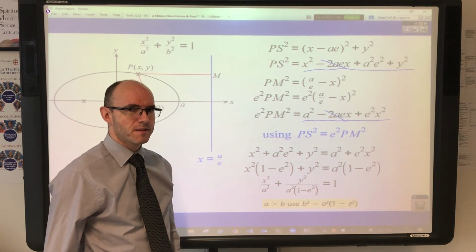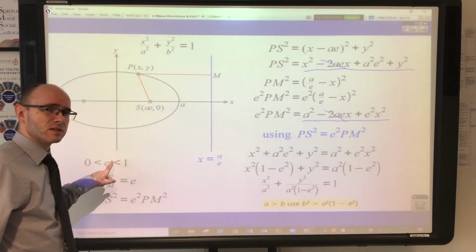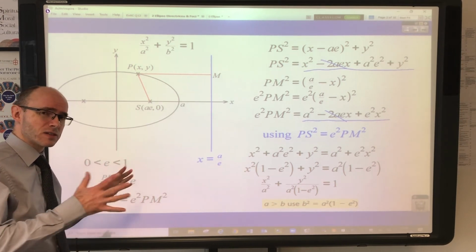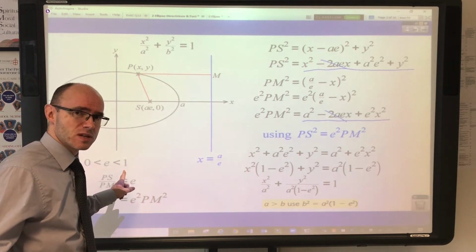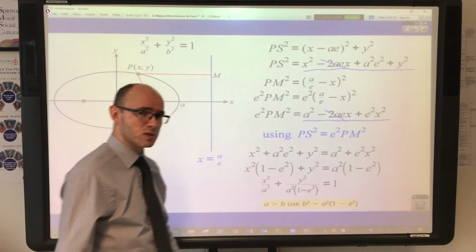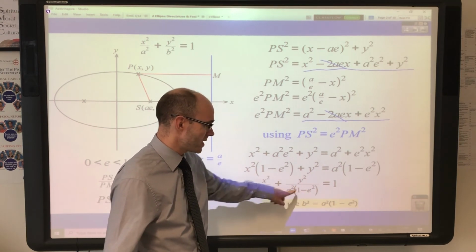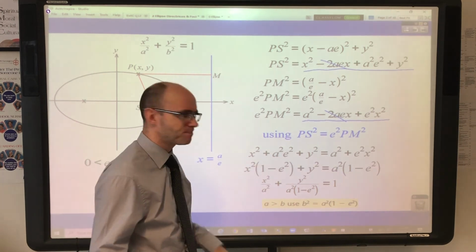Okay. That's only going to work though, let me just point this out, when e is between 0 and 1. Can you see if that's not the case? I mentioned earlier about the case when e equals 0. Can you see what happens? When e equals 0, you get a squared times 1, you get a squared and a squared, the circle, because they're both exactly the same.